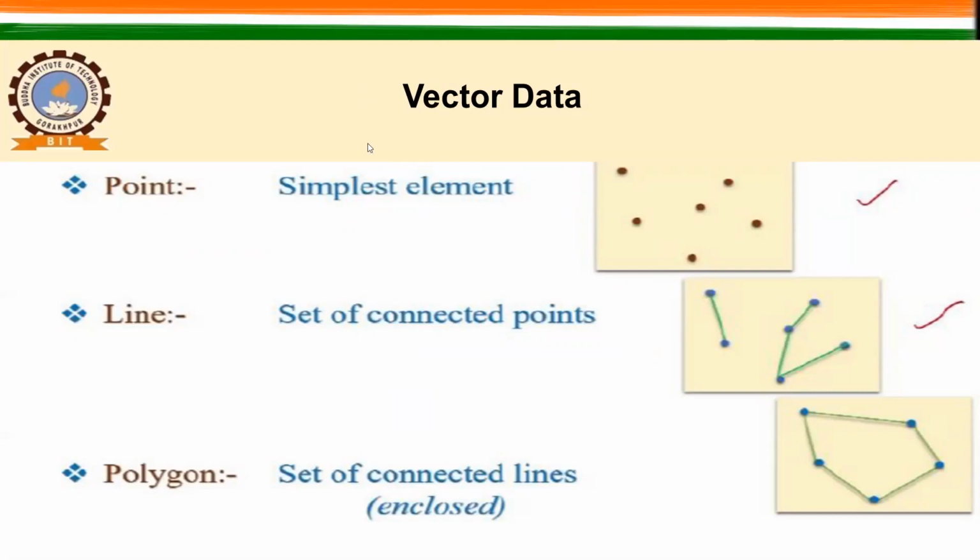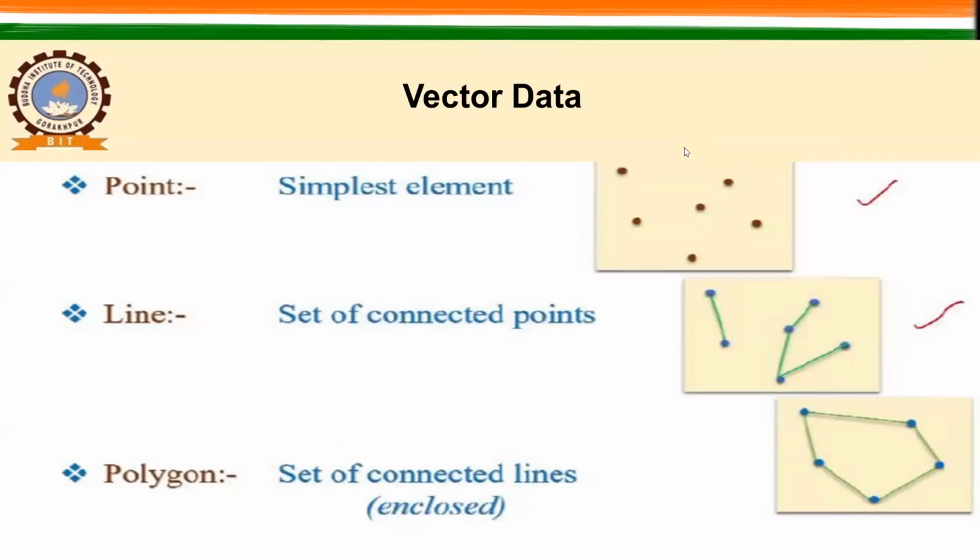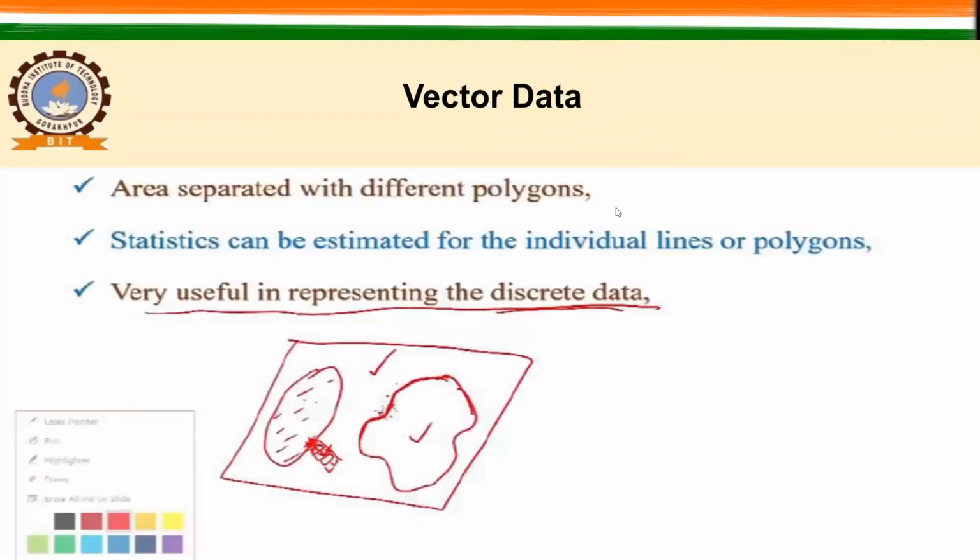Now in vector data, ये वेक्टर डेटा में हमारे तीन तरह के हो गए, पॉइंट, सिंपलेस्ट एलिमेंट, लाइन, सेट ऑफ कनेक्टेड पॉइंट, एंड पॉलीगन, सेट ऑफ connected line that is enclosed. Now coming to the other part, in vector data, area is separated with the different polygons, and statistics can be estimated for an individual line or polygon. So that is very easy here, very useful in representing the discrete data.